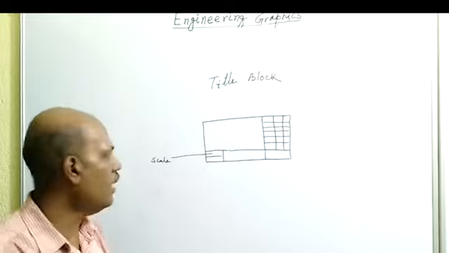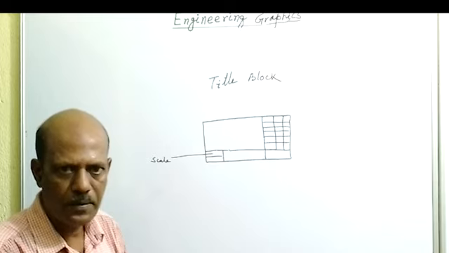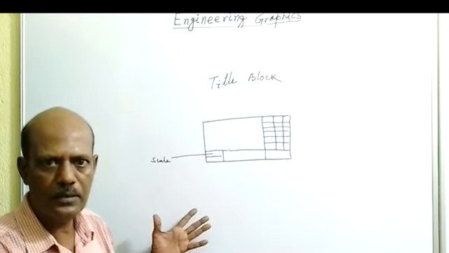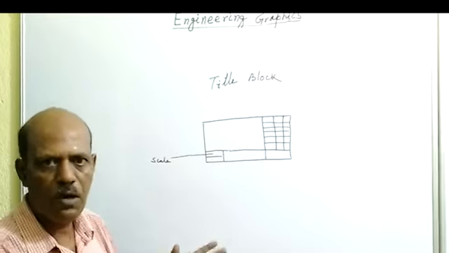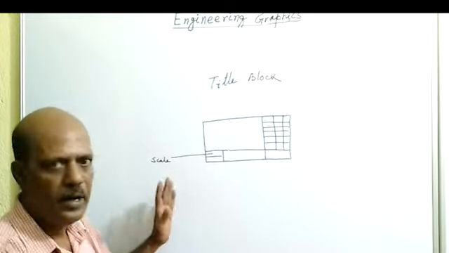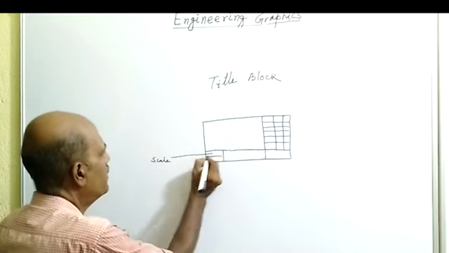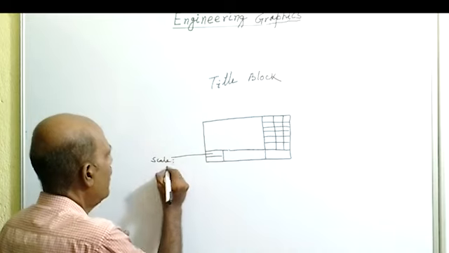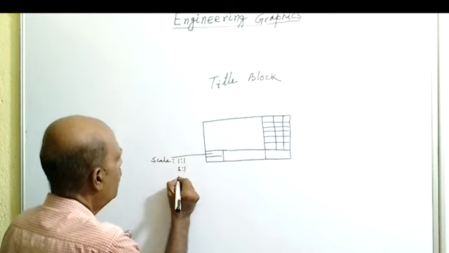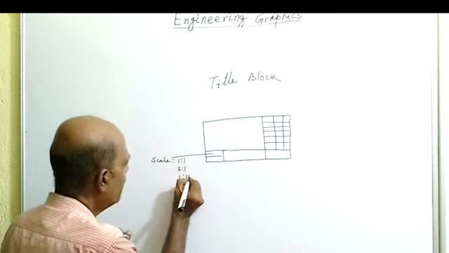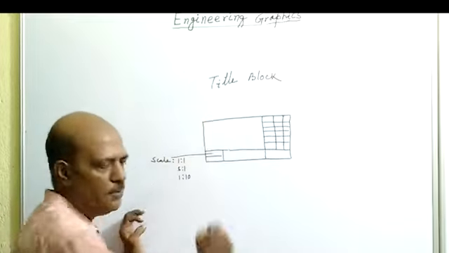All objects are not possible to draw on the given standard sheet of paper. The object size may be very large or very small, or sometimes small objects can be drawn as per their own size. So here the scale will be written, followed by a colon, and say 1:1 or 5:1 or 1:10. This information tells which scale is used to make the drawing.